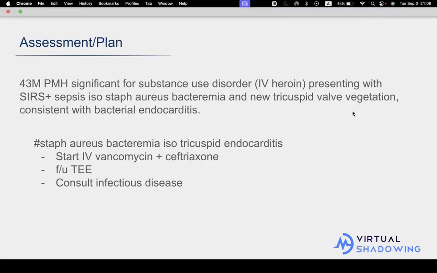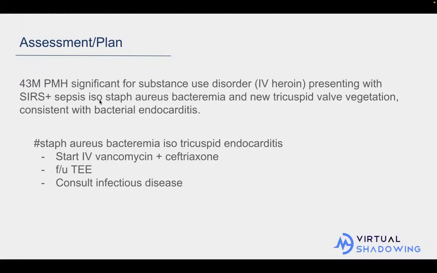43-year-old male, past medical history significant for substance abuse disorder, IV heroin, presenting with SIRS positive sepsis, SIRS being a criteria we use to determine if someone is actively infected and with unstable vital signs. In the setting of, is what this means. I shouldn't have shorthanded it. I'm sorry. Staph aureus bacteremia and new tricuspid valve vegetation consistent with bacterial endocarditis.